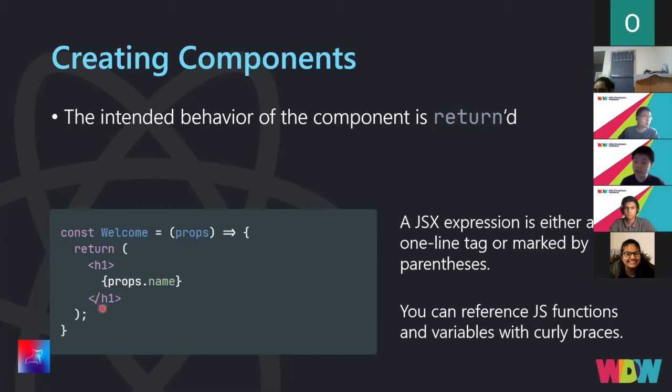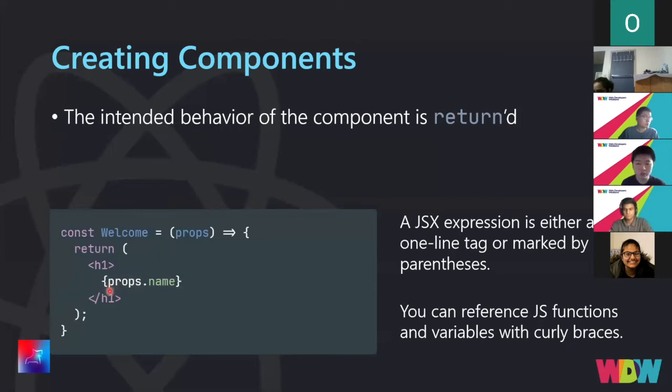Since it's a JSX expression, we can write it as a one-line piece of HTML code, or if you have multiple lines, you can wrap them with parentheses. Basically what this function does is that it returns an h1 tag with this value here.